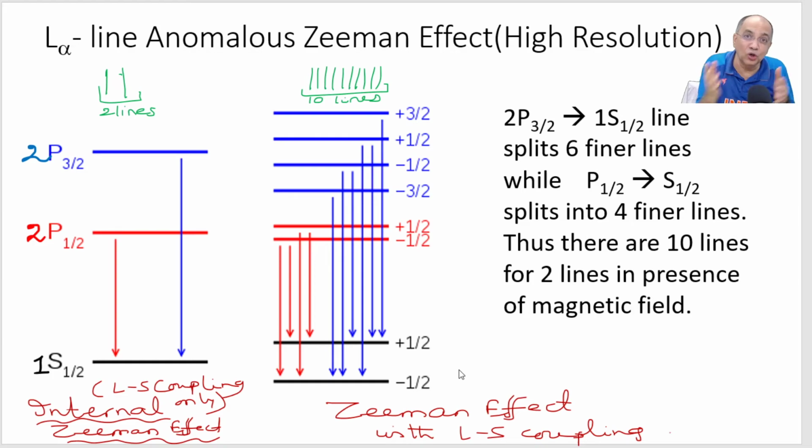under low resolution condition, how many lines? 3 lines, which we have done before. Under low resolution condition, 3 lines, Zeeman, and on high resolution condition, anomalous Zeeman, 10 lines, because of the LS coupling along with the external magnetic field. And only high resolution L alpha gives a doublet, and that doublet will be converted to 10 lines under magnetic field, that is anomalous.